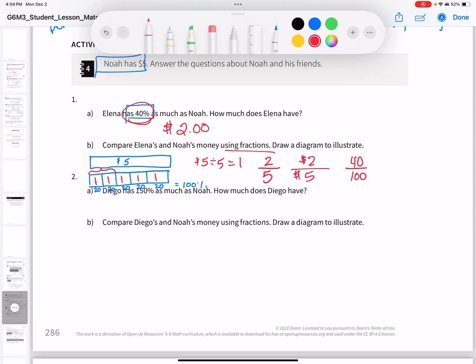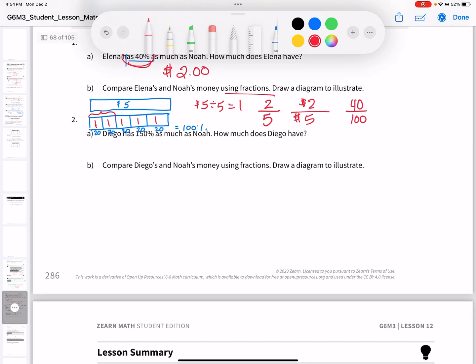Let's go on to the next one. Diego has 150% as much as Noah. How much does Diego have? Well, again, let's draw our tape diagram. This one is $5.